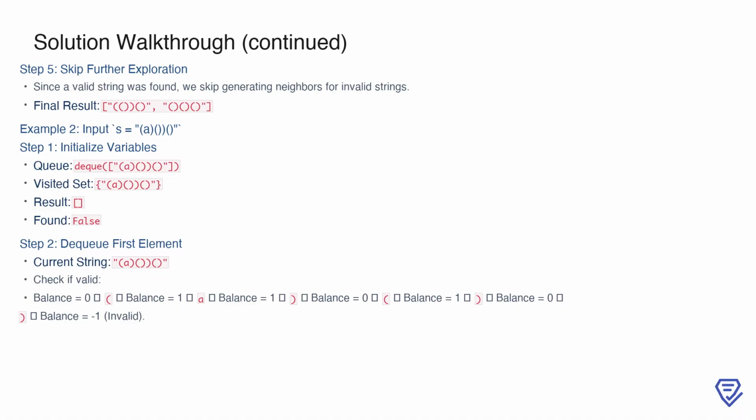Once we have found a valid string, there is no need to explore invalid strings further. This is because all subsequent strings generated from invalid ones will either be redundant or less optimal. At the end of this process, the final result for the input includes two valid strings, and. Now, we move on to another example to see how the algorithm handles strings with additional characters.